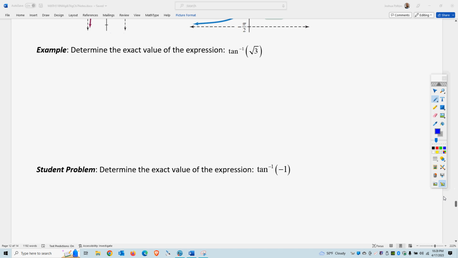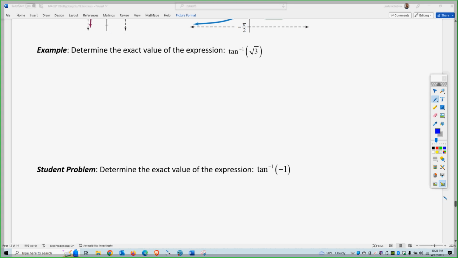So tangent inverse of root 3. These ones are a little bit trickier because the unit circle only gives sines and cosines, but we can fix that. So some angle gives me tangent inverse of root 3. So basically, tangent of some angle is going to give me root 3 over 1, right? So in fact, where is that angle?